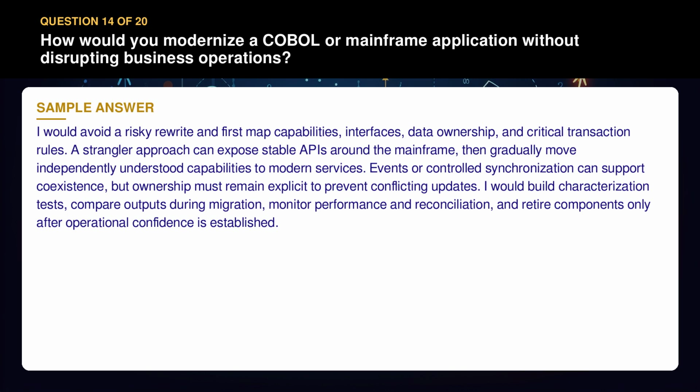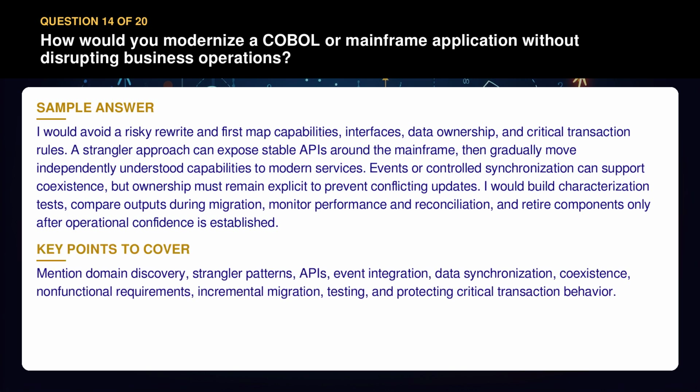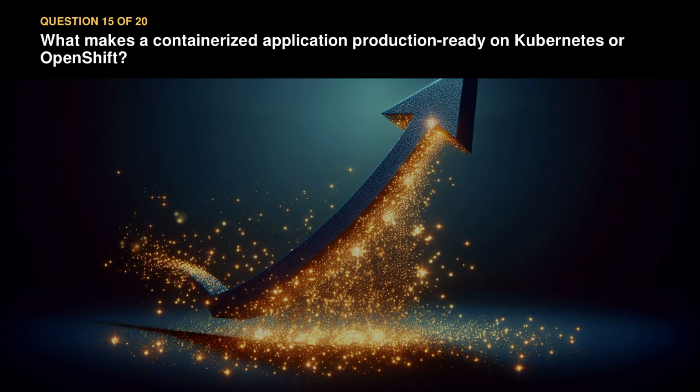Events or controlled synchronization can support coexistence, but ownership must remain explicit to prevent conflicting updates. I would build characterization tests, compare outputs during migration, monitor performance and reconciliation, and retire components only after operational confidence is established. Mention domain discovery, strangler patterns, APIs, event integration, data synchronization, coexistence, non-functional requirements, incremental migration, testing, and protecting critical transaction behavior.